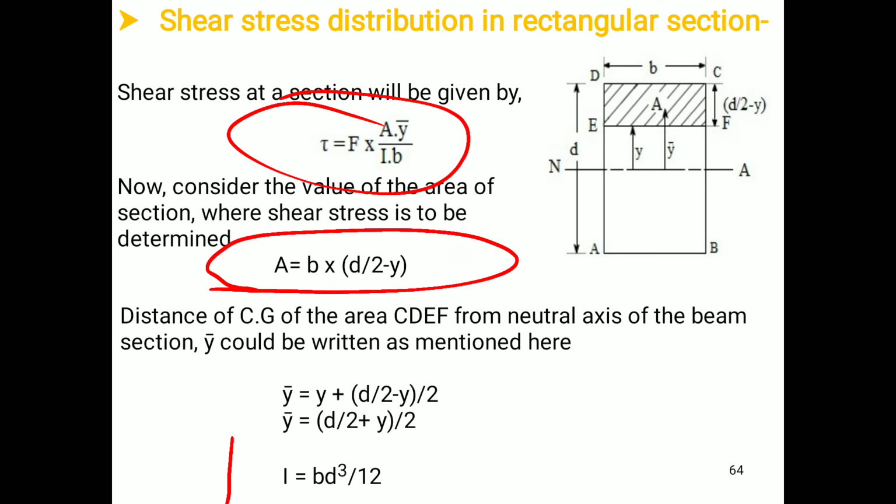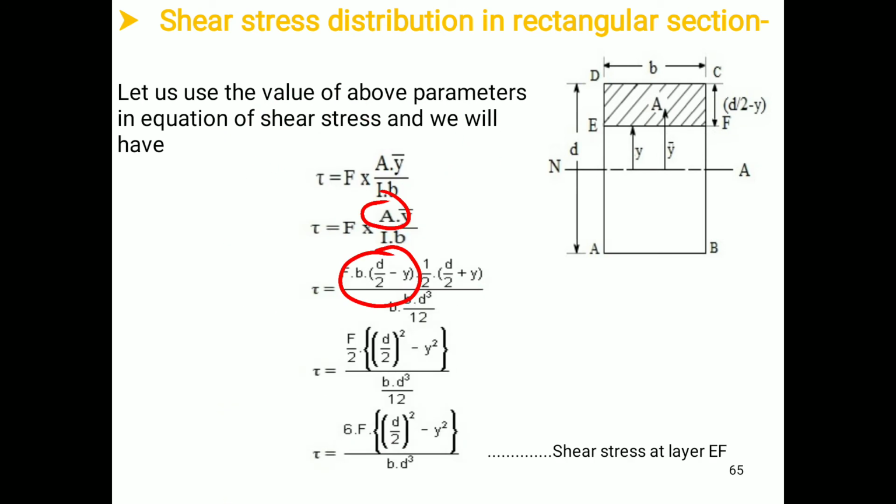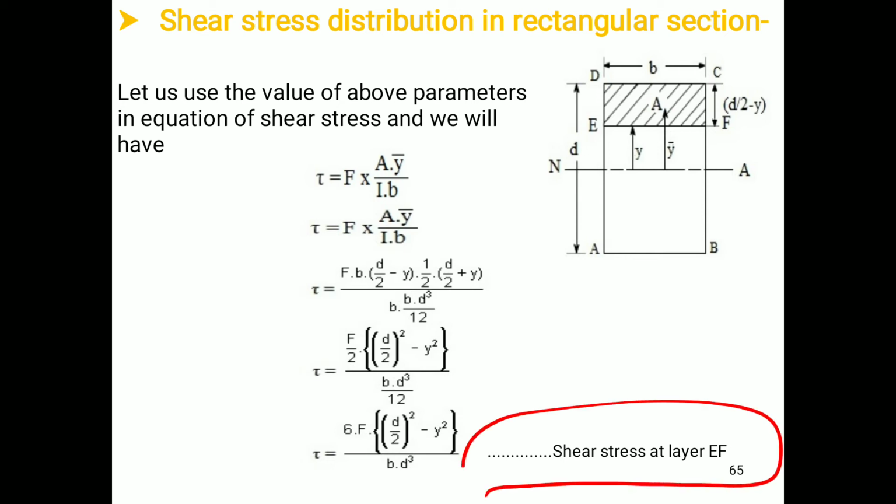Now y bar will be (d by 2 plus y) whole upon 2, and that value we have put over here. Therefore, divided by I, which will be b d cube by 12 about the centroidal axis, and b will remain as it is. It's the width of the beam. After rearranging the equation and solving the mathematical expression, I have the final tau equal to 6F into [(d by 2) square minus y square] and whole divided by b d cube. This is the value of shear stress at a layer EF.